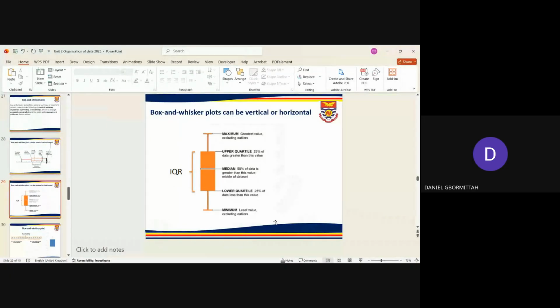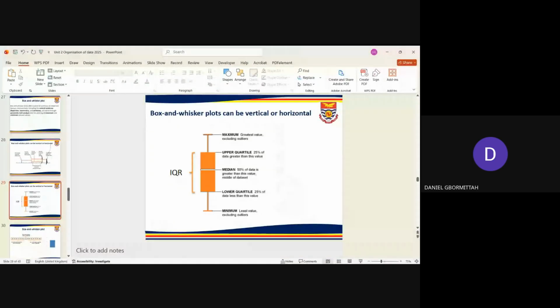Now, let's look at a typical example of this box and whisker plot that we have here. My focus is going to be on what the 50th percentile means, what the 25th percentile means, and what the upper quartile means. So at the top here we have the maximum value, which is the greatest value that you can talk about.